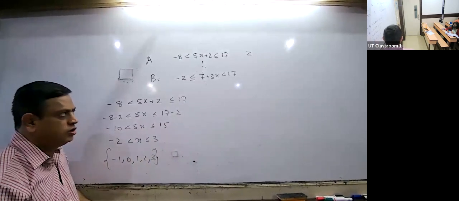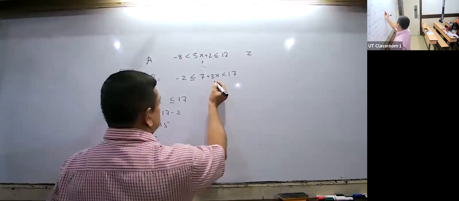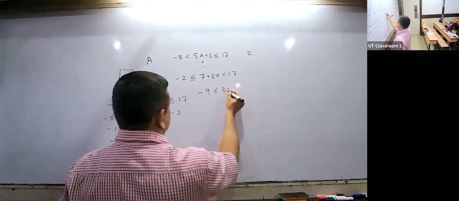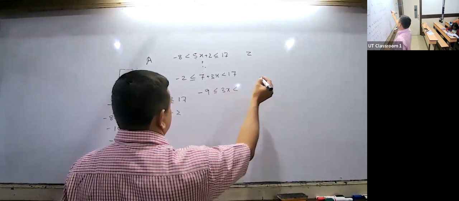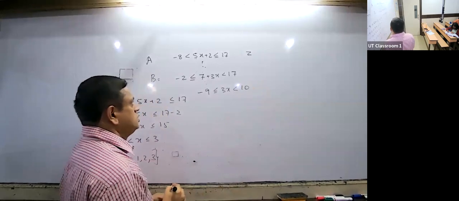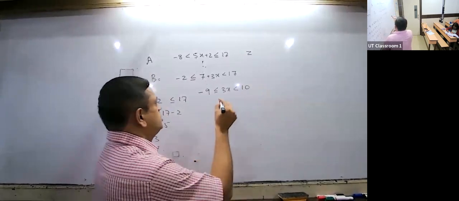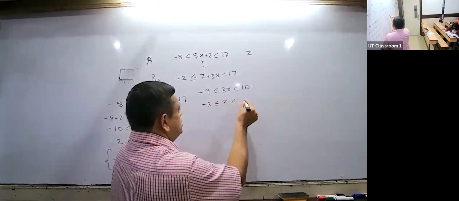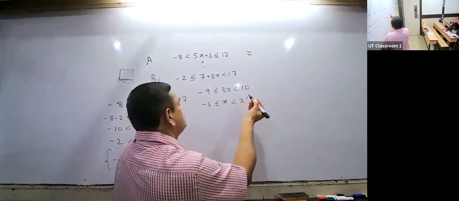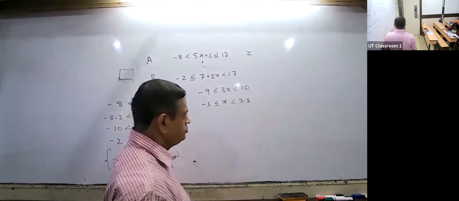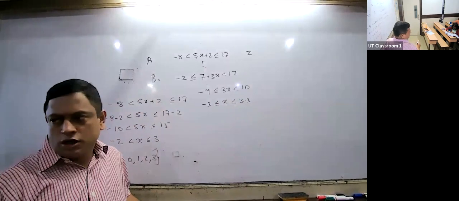This much all of you followed? Yes, sir. The second one is here. We subtract: minus 9 less than or equal to 3x less than 17 minus 7, that is equal to 10. Then next, divide by 3: minus 3 less than or equal to x less than 10 by 3, 3.3. This also is clear? Yes, sir.